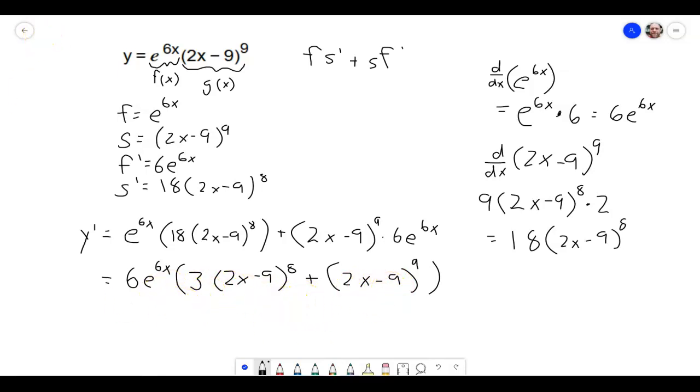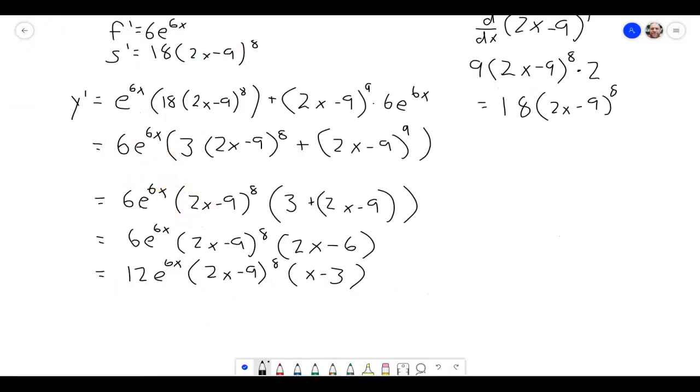Let me check to see how far they went. All right, so the homework did go a little bit farther. I'm not sure if it would take this answer. It might tell you to keep simplifying. But I did go ahead and factor out this 2x minus 9 raised to the 8th power here, which just leaves me the 3 from this term and a single 2x minus 9 from this term. Then I just combined that to make it 2x minus 6. Finally, I just factored out a 2 from the 2x minus 6, which gave me an x minus 3, and pulled the 2 out to the front. So this is actually what they have in the book.